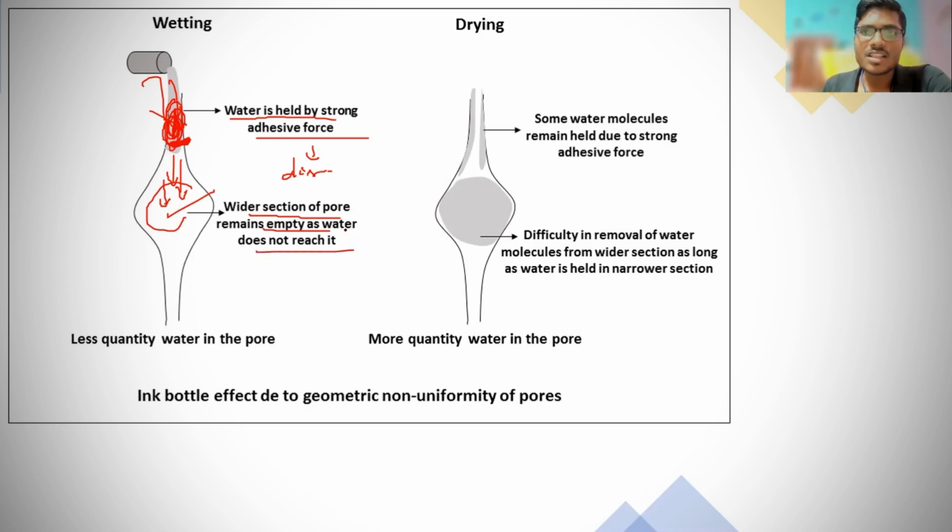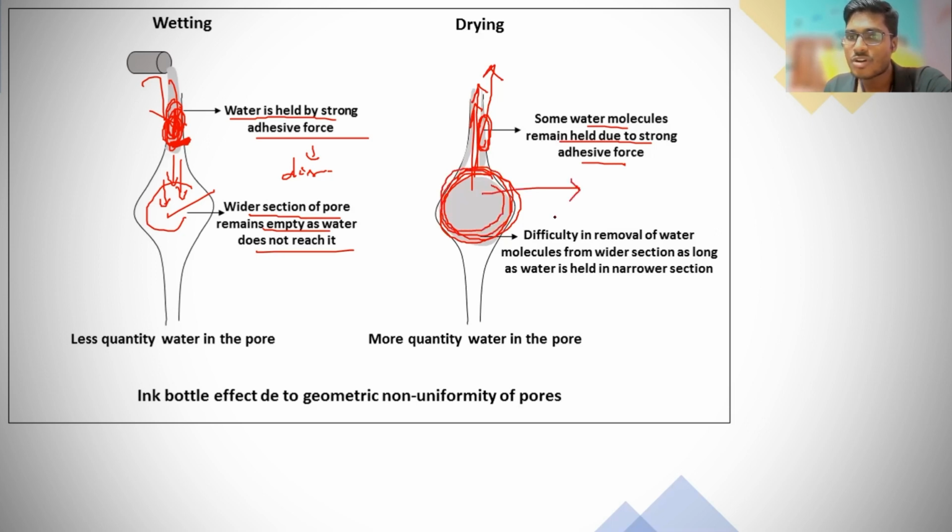But at the same time, we will see the drying case. Suppose water is already there, we have saturated the soil, and we are removing the water. At this point, some water molecules remain held due to the strong adhesive force. So this will also block the water. When this blocks the water, very little water will be dried. So at a particular point of time, we can see the wider section has higher moisture content in the case of the drying curve, but less moisture content in the case of the wetting curve.